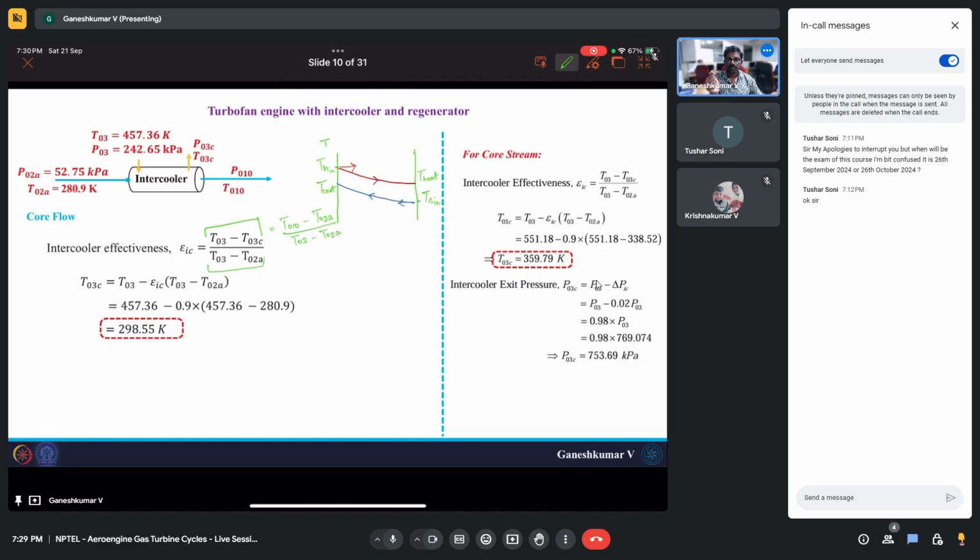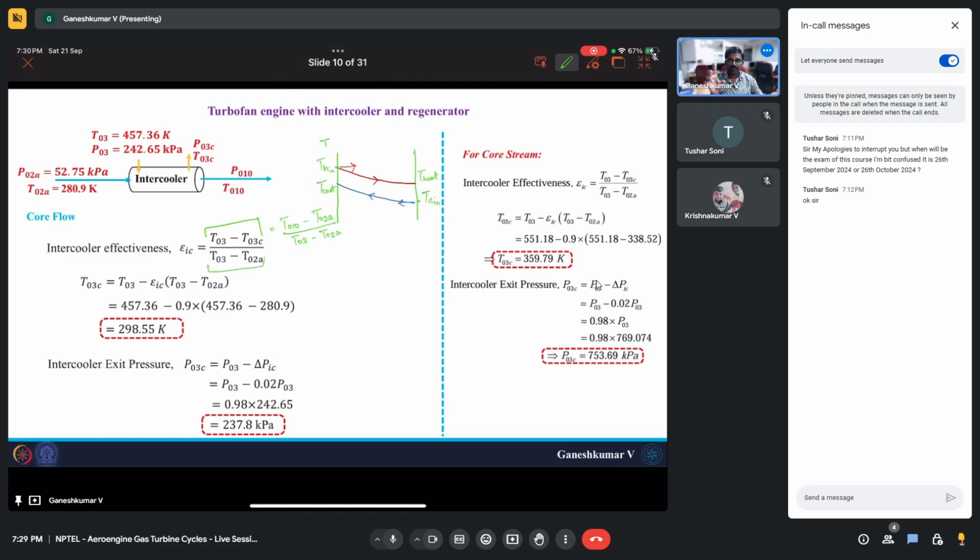And we also need to find pressure, because in the intercooler we have some pressure loss. So this we all know how to find. It's just the inlet pressure with 2% pressure loss, which means you multiply it by 98% of the inlet pressure. And if you do that, you will end up having 237.8 kilopascal.